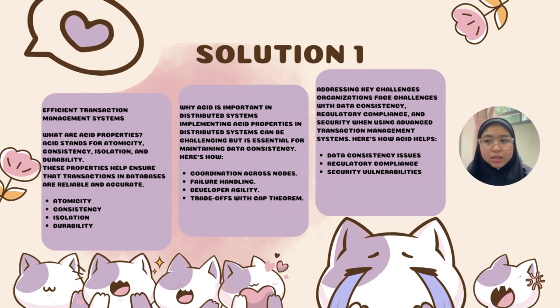Solution 1: Efficient Transaction Management System. What are ACID properties? ACID stands for Atomicity, Consistency, Isolation, and Durability. These properties help ensure that transactions in a database are reliable and accurate. First one, atomicity. Transactions are all or nothing. If something goes wrong, everything is rolled back. For example, when transferring money, both accounts are updated or none at all.